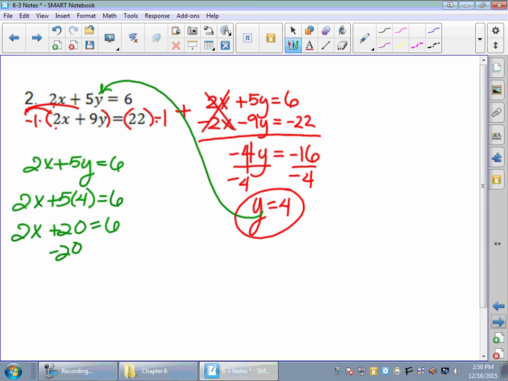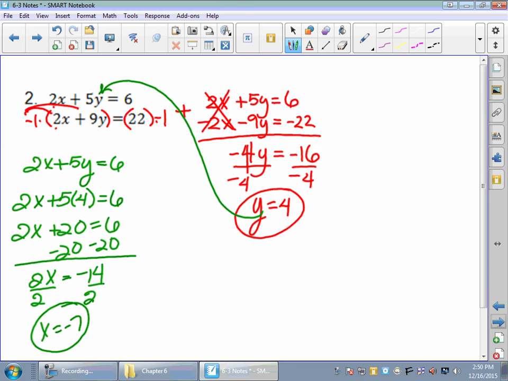Subtract 20 from both sides. 2x is equal to -14. We're going to divide both sides by 2. x is equal to -7. So my solution for this system, make sure you put it in alphabetical order, is (-7, 4).